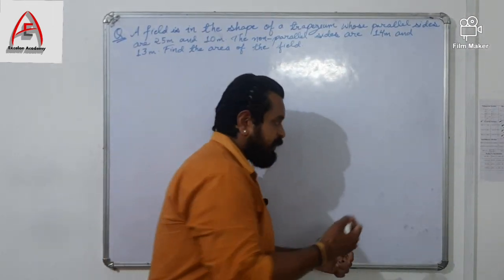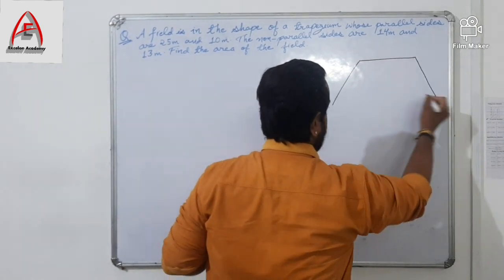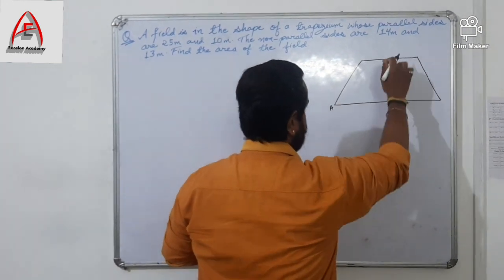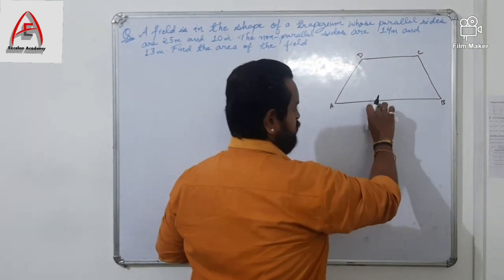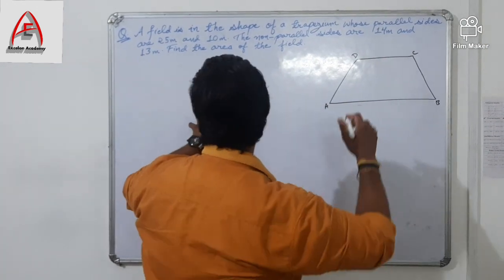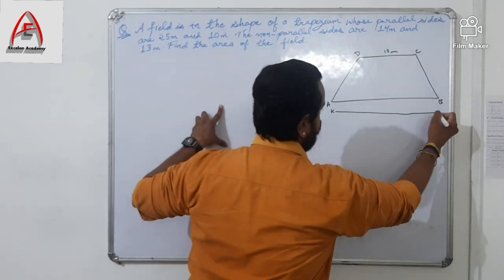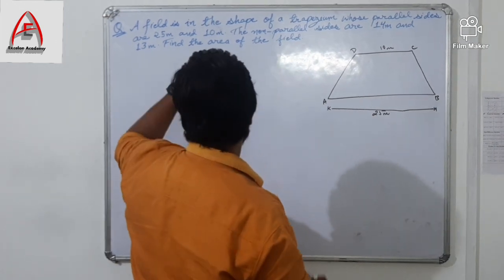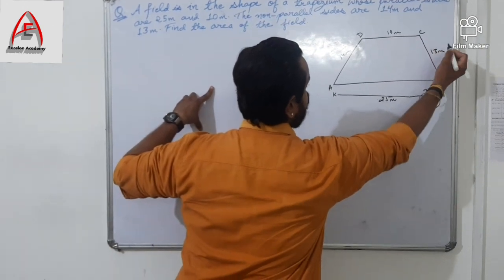Now let's first draw the diagram of the trapezium. This is a trapezium, and in a trapezium we have two parallel sides and two non-parallel sides. These are the parallel sides and these are the non-parallel sides. Now the lengths of the parallel sides are given, that is 10 meter. So this will be 10, and from here to here it is 25 meter. And the non-parallel sides are 13 and 14. So let it be 14 meter and this be 13 meter.